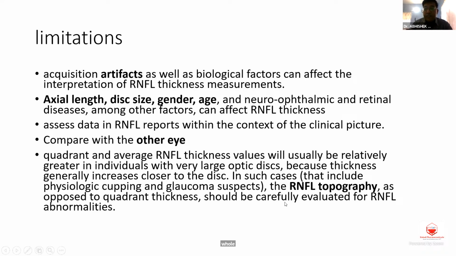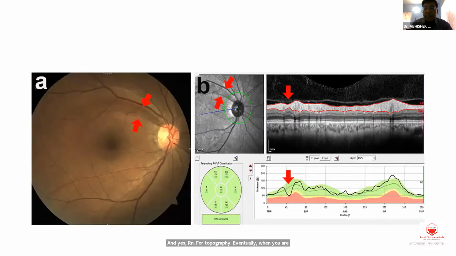And yes, RNFL topography, eventually when you are not able to pick up those things, a topographic image will help a lot. Like in this case, as I have been emphasizing, especially for the postgraduates, you have to try to pick these things up. Even if the OCT RNFL comes out to be normal, on this topography you get to see these RNFL defects, this slight depression. And yes, I forgot to mention one very important thing.